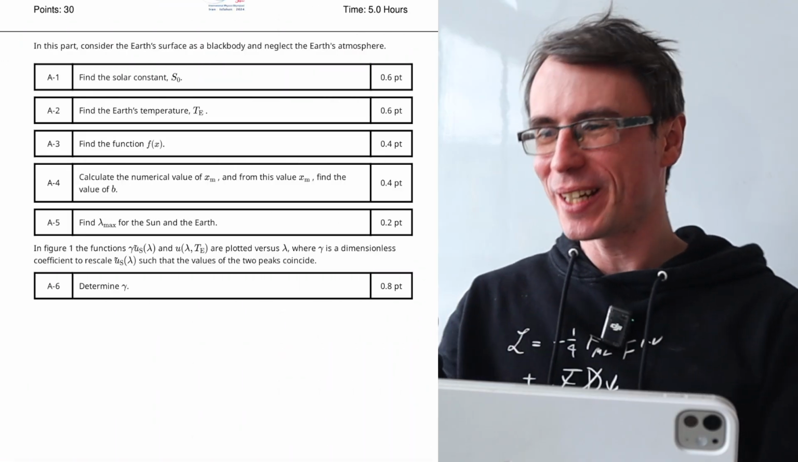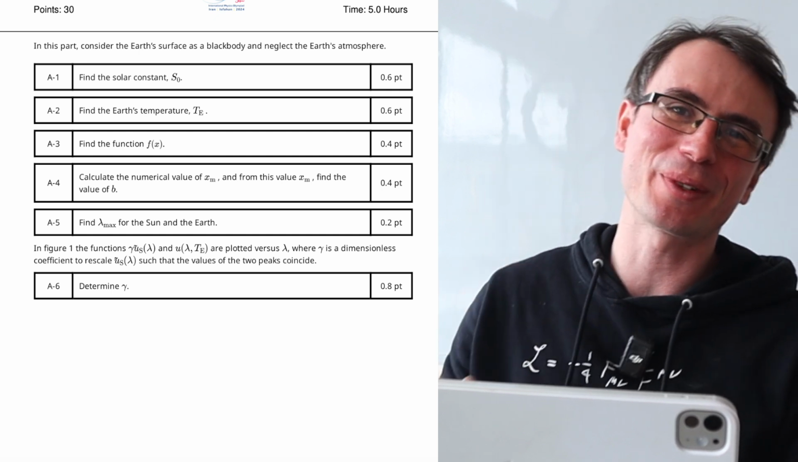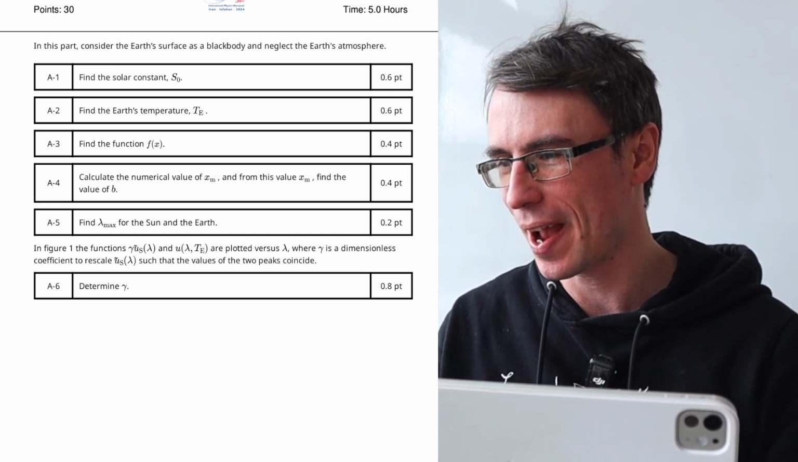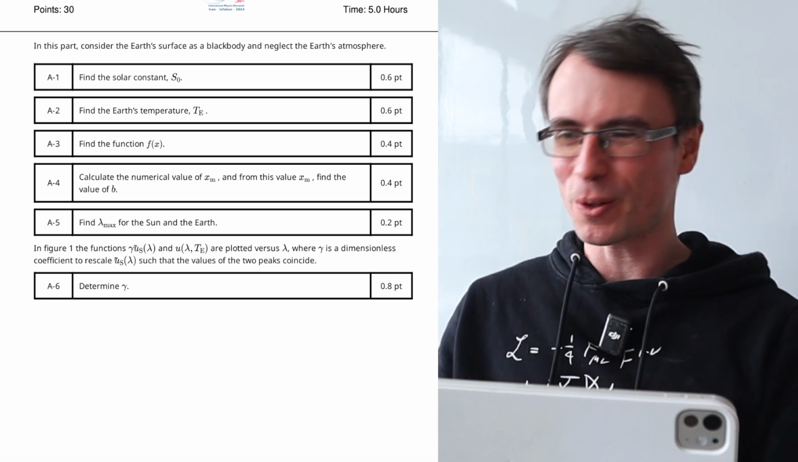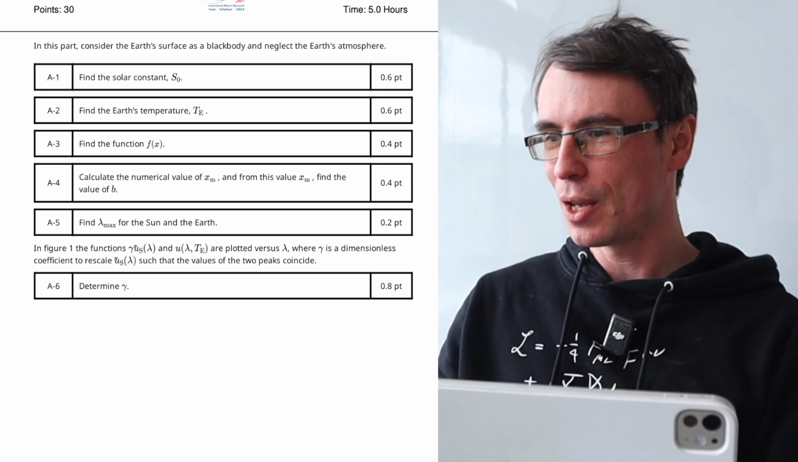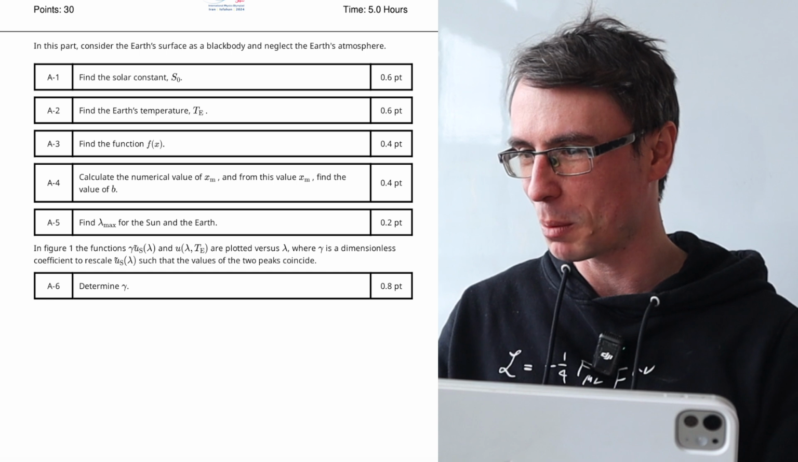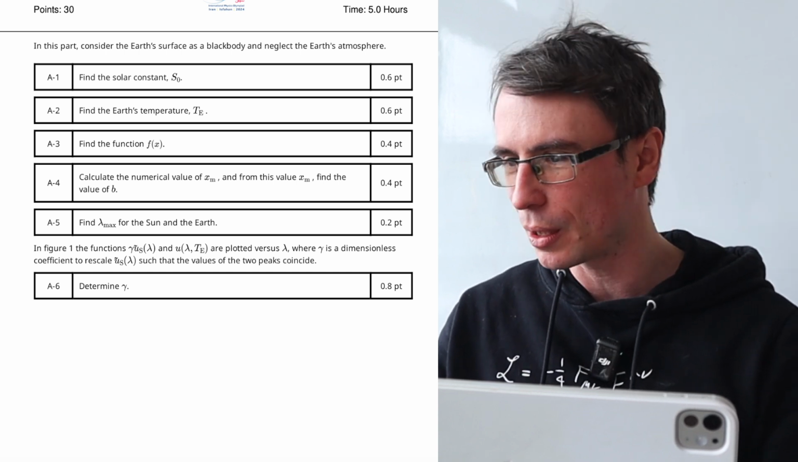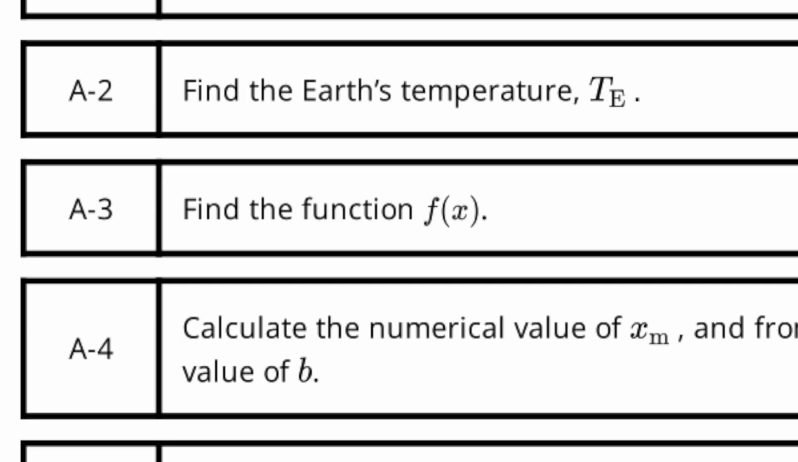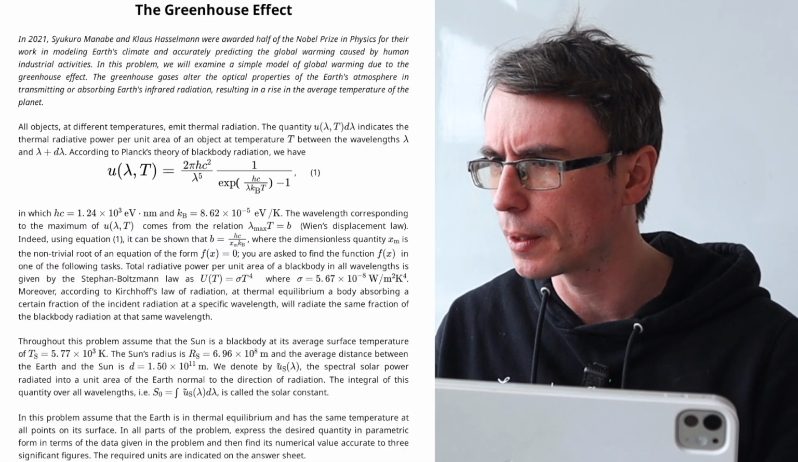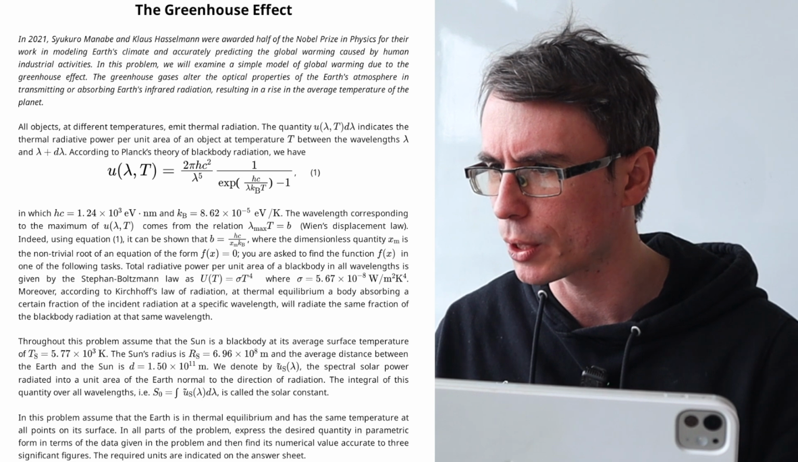Okay, on to the next one, A3, which I think is one of the most difficult questions in the actual paper, just because it's so hard to actually visualize what this question wants. So you're going through some things which are pretty standard, sort of the Earth's temperature, intensity, and then it's suddenly find the function f of x. Well, what is this f of x? Let's go back to the actual question.